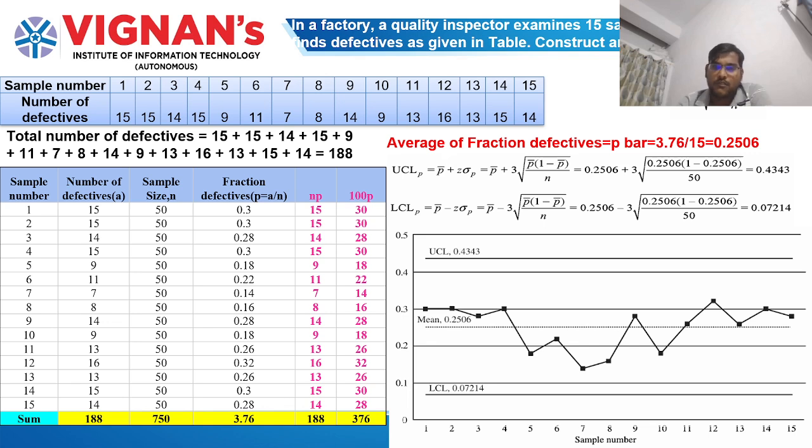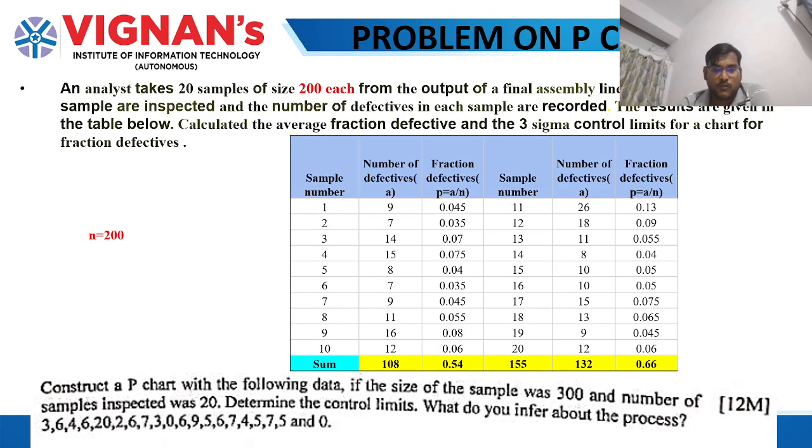Then similarly you have to solve the C chart. One more point before going to the C chart. Sometimes they may ask problems like this: 20 samples, sample 1 to 10 and 11 to 20, with a sample size of 200 each. The n value is given as 200.